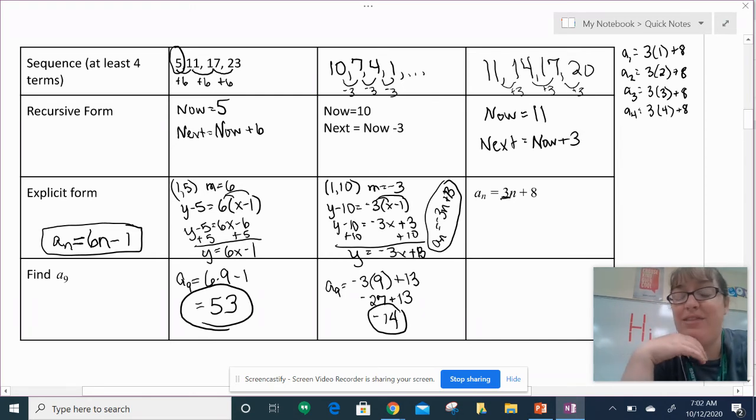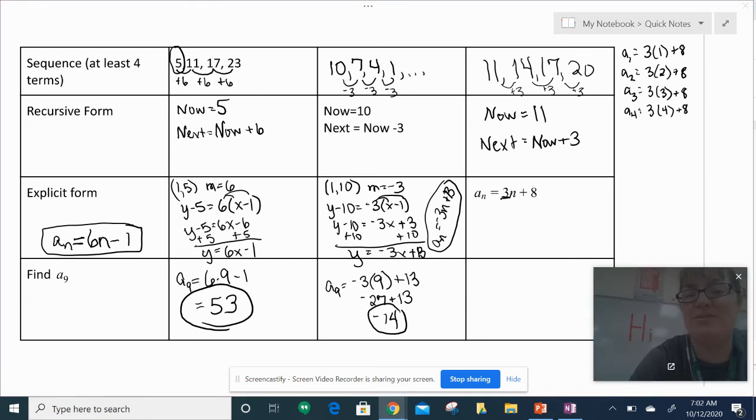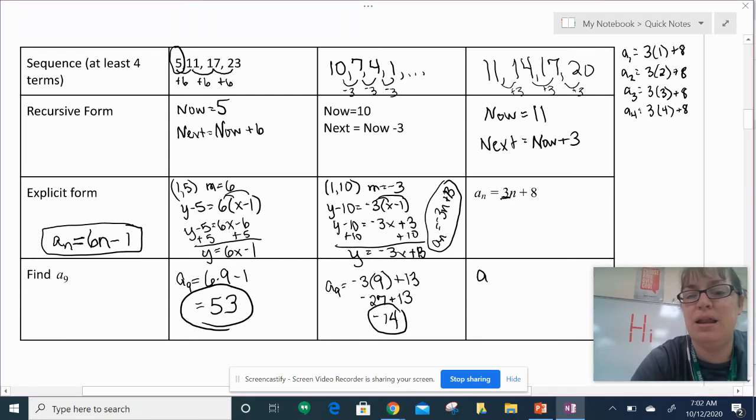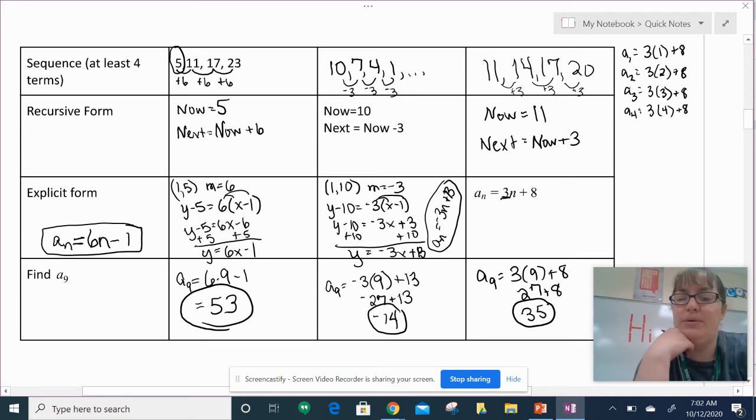All right, we already have the explicit form written. That's the one that takes up time, so we're ready to go straight to finding a sub 9. So in this case, that would be 3 times 9 plus 8. 3 times 9 is 27. 27 plus 8 is 35. So the 9th term of the sequence is 35.